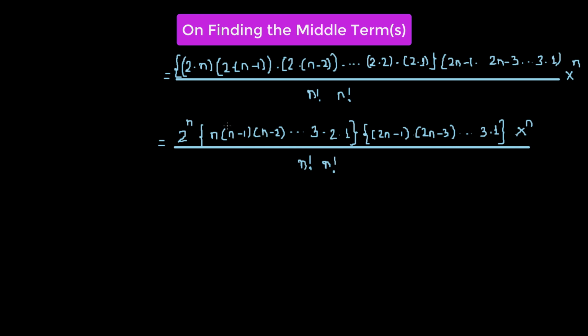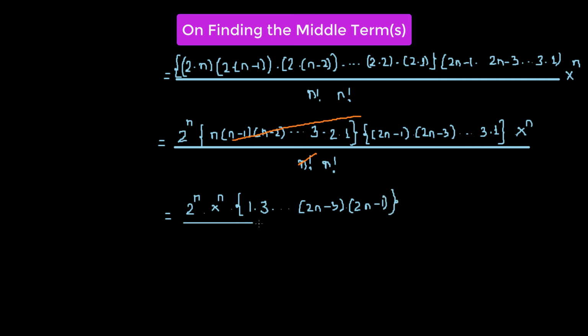Now if you look closely, this particular section 1, 2, 3 going up to n is actually n factorial. So what we can do is factor out n factorial from both the numerator and the denominator, and that leaves us with 2 raised to the power of n times x raised to the power of n times the odd terms, which will be 1, 3 up to 2n minus 3 and 2n minus 1, and the whole thing is divided by n factorial.